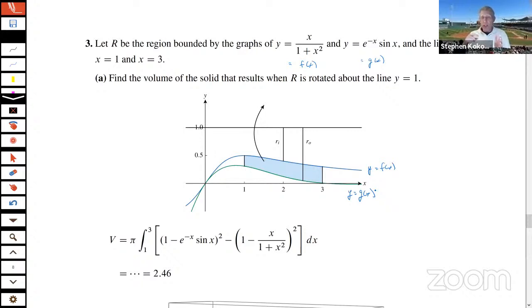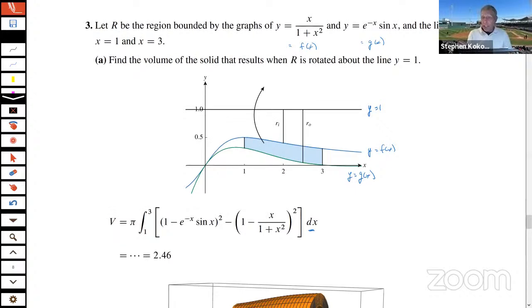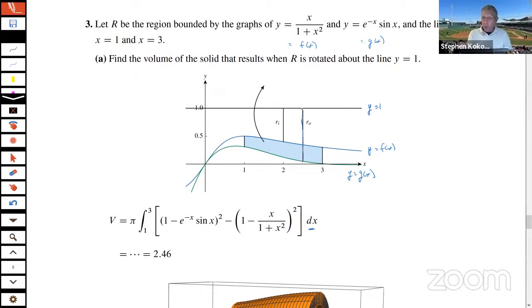Find the volume of the solid that results when R is rotated about the line y equals 1. Here's y equals 1. Once again, the axis of revolution is not a bounding curve, a good candidate for washers. I'm going to draw in my two radii. They're perpendicular to the x-axis, so this is going to be an integral with respect to x. I have to find expressions for the outer radius and the inner radius. The outer radius is this distance: 1 minus g of x, squared. Inner radius: 1 minus f of x, squared.